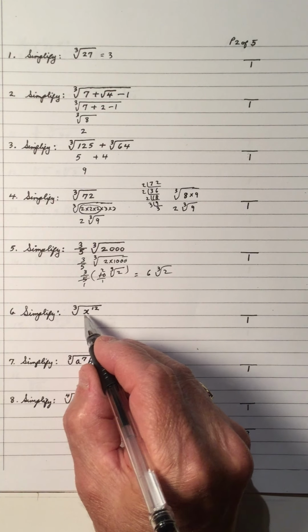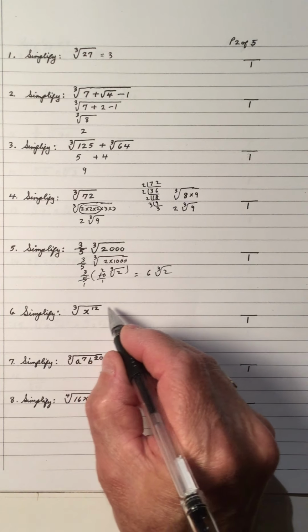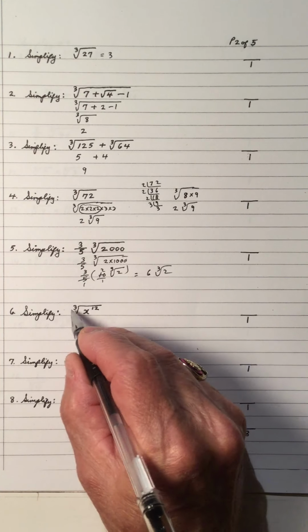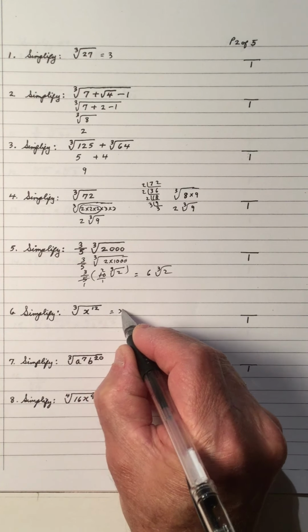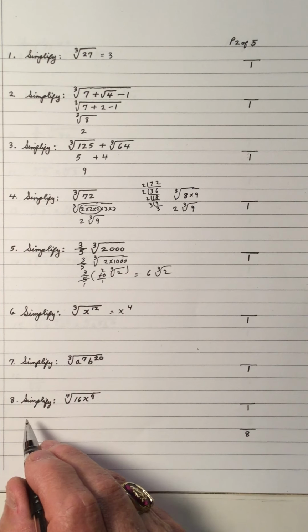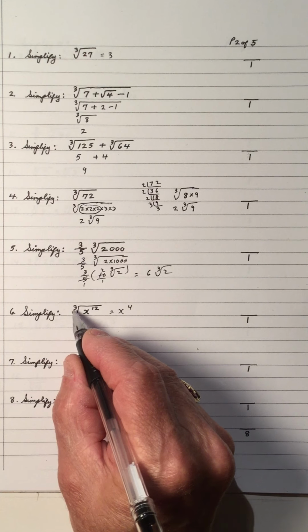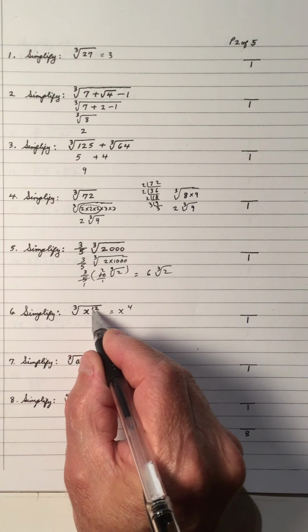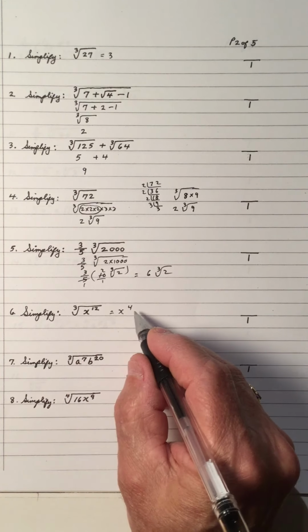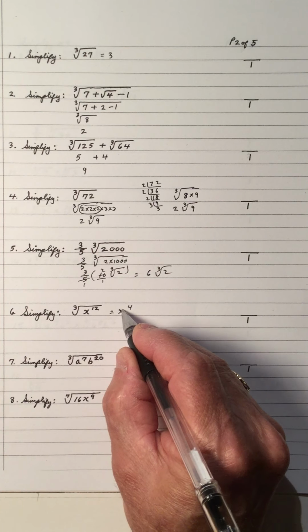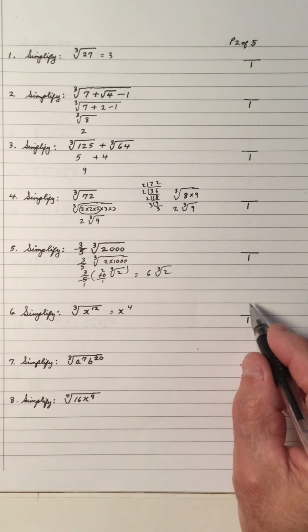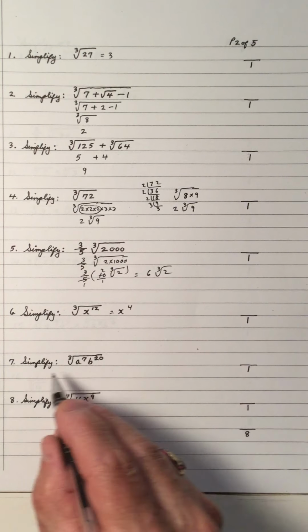Number 6, the cube root of x to the 12, and 12 divided by 3 gives you x to the 4th. You divide the root into the power, and you get this one worked out perfectly. There's none left over. Give yourself a mark if you have x to the 4th.